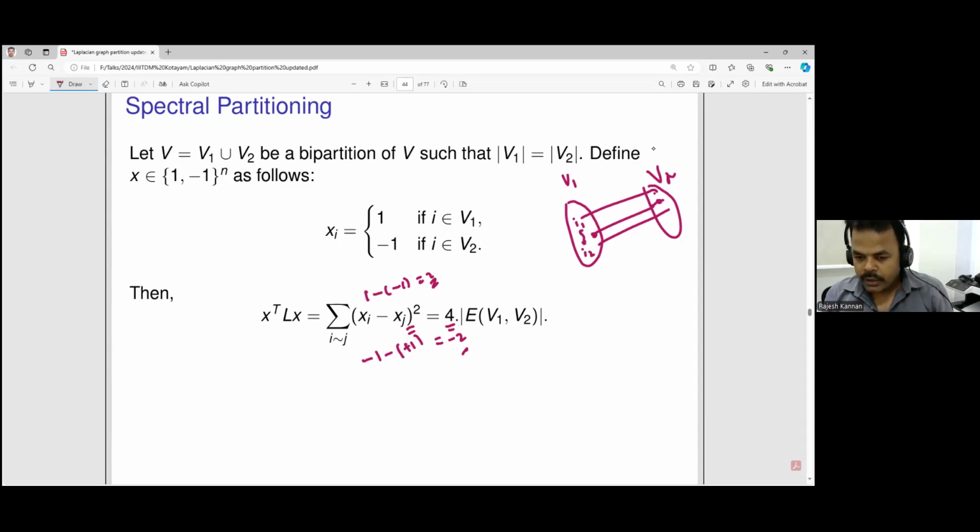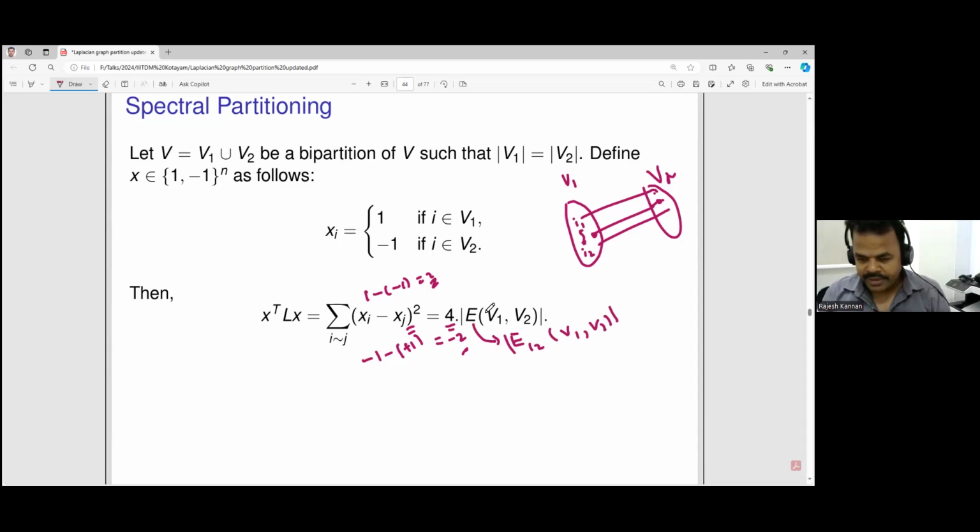Hence, in total, the number of crossing edges, which we have given as a notation E of V1 comma V2. I'm just using the notation. It should be E of V1, V2. This was the notation I used in the beginning, just to make it very clear that only V1 and V2 are there. So 4 times the number of edges.